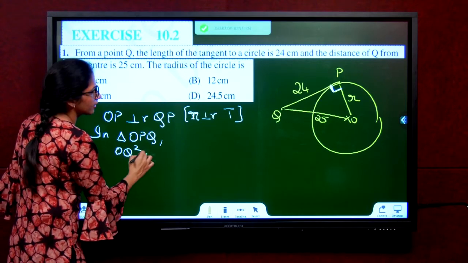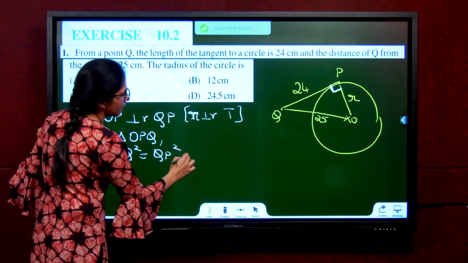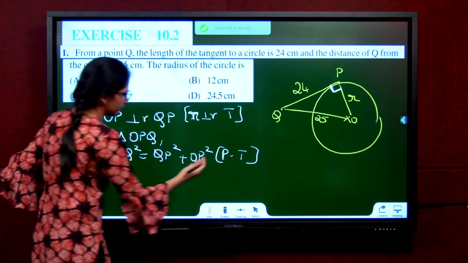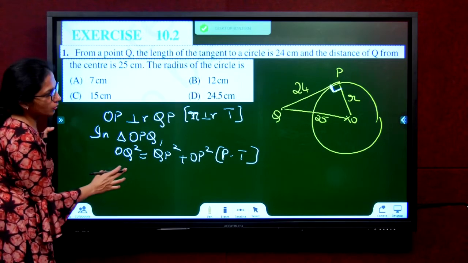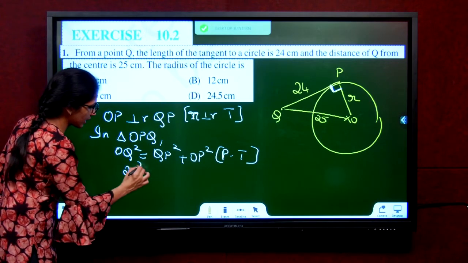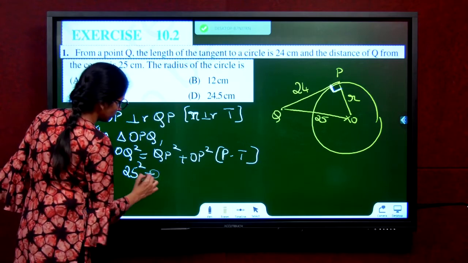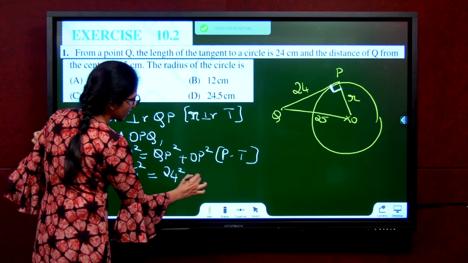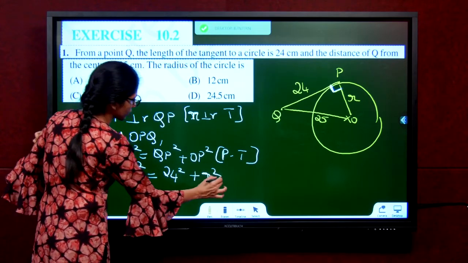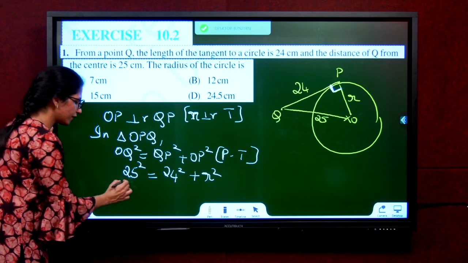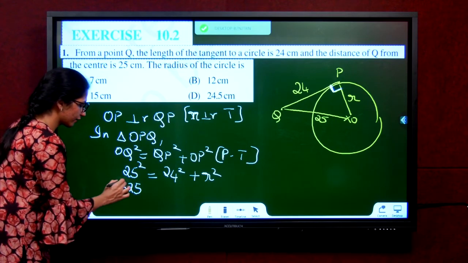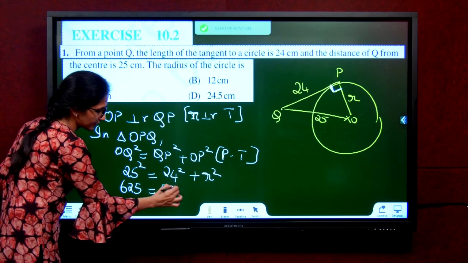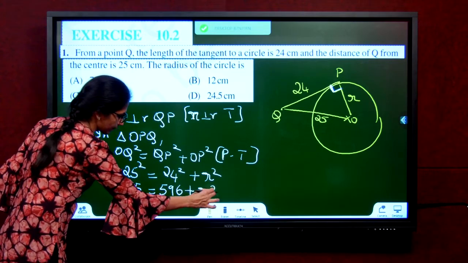OQ square is equal to QP square plus OP square. Why? Pythagoras theorem. Please go through it. OQ square, 25 square, equals QP square, 24 square, plus OP square, which is nothing but R square. 25 square is 625, 24 square is 576, plus R square.